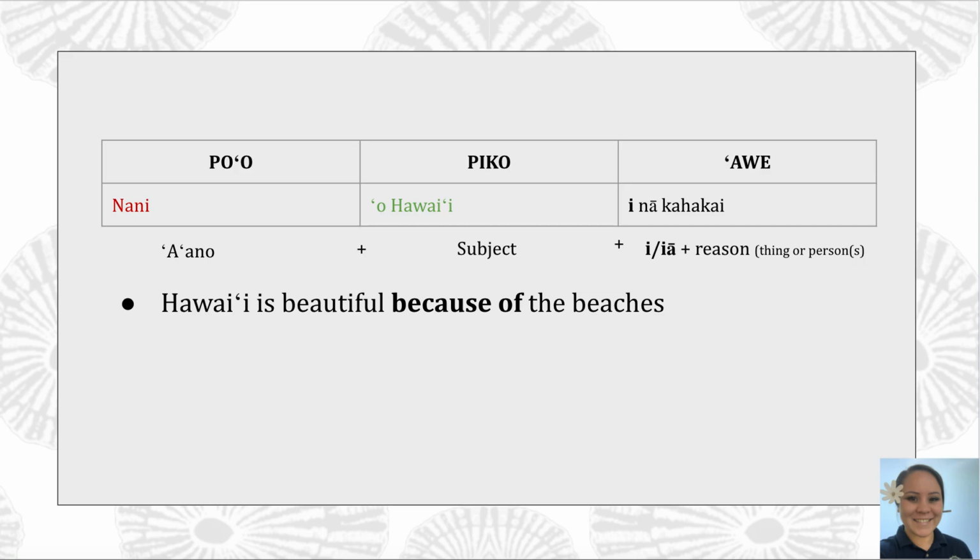Another example here. Hawaii is beautiful because of the beaches. We know that our a'ano word in this sentence is beautiful, or nani. What is beautiful? What is nani? Hawaii. Nani o Hawaii because of what? I na kahakai, because of the beaches. Nani o Hawaii i na kahakai.